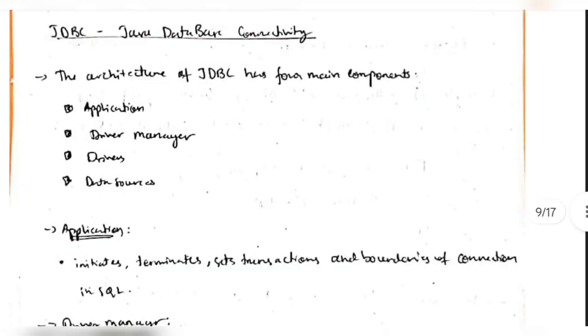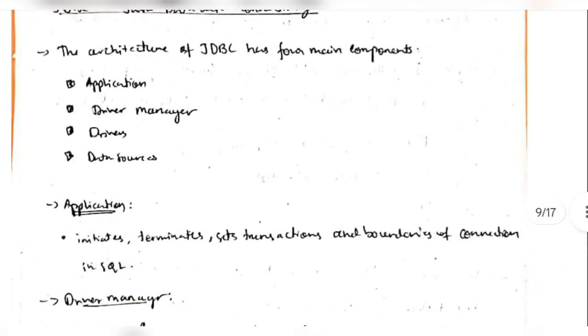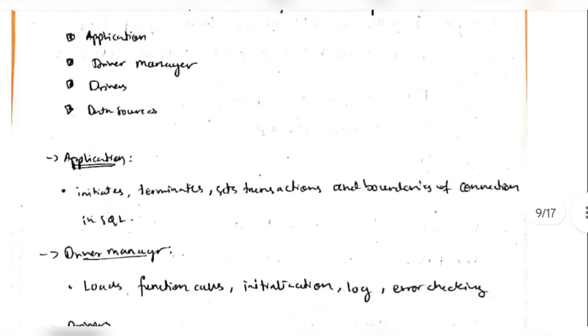The next one is the Java database connectivity. In the previous topic we discussed C and C++. Now we'll be discussing Java, how to implement Java with SQL. There are four things you need to know: application, driver manager, drivers, and data sources. What are each of these?